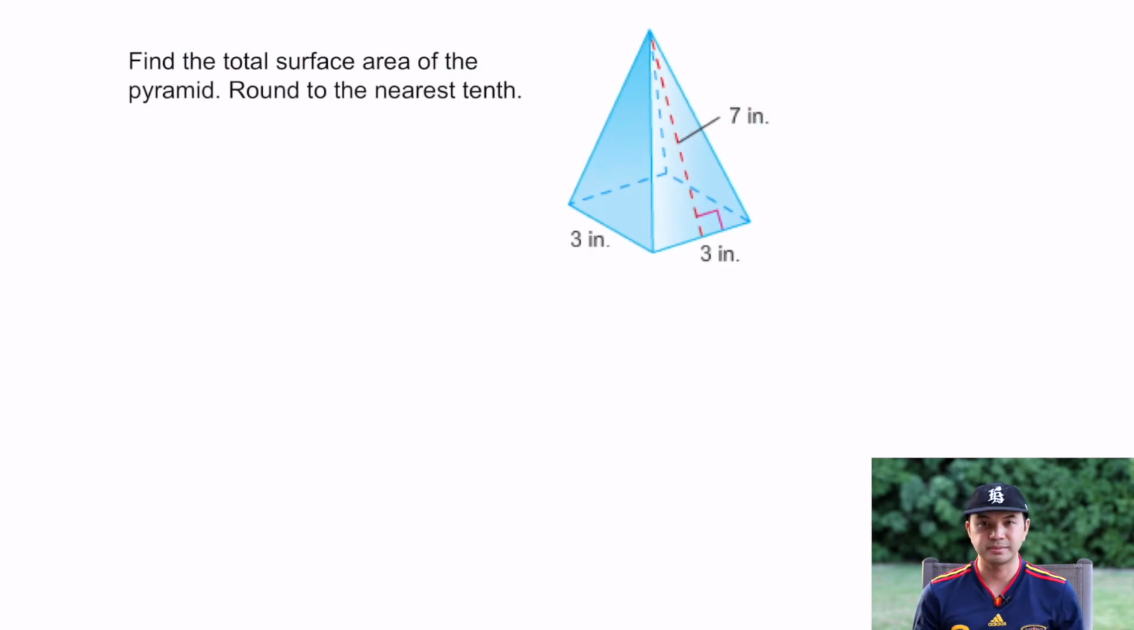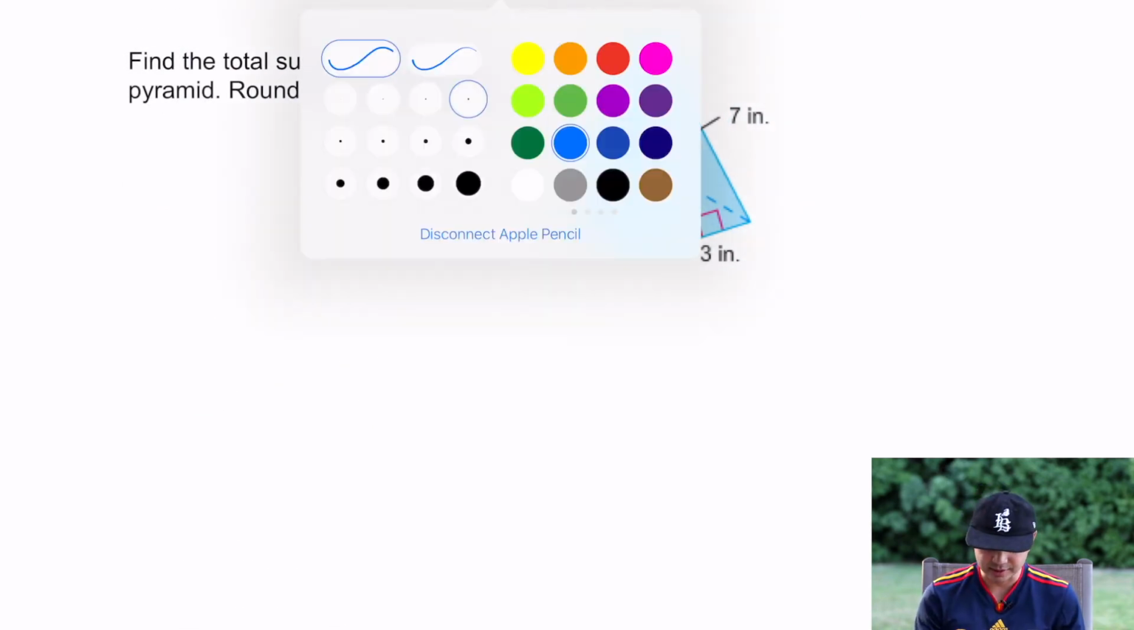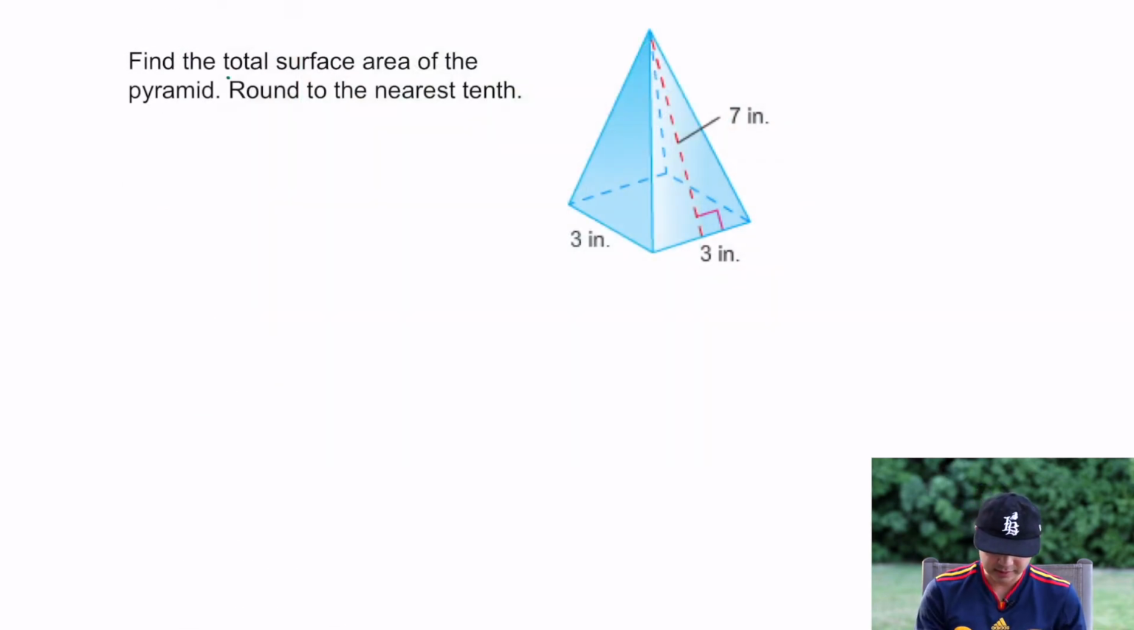Okay, another example here, very similar to the one that we just did. So find the total surface area, round to the nearest tenth. Okay, so surface area is going to be the lateral area, which I'll just write here as 1/2 the perimeter times the slant height plus the base area. Okay, so 1/2 the perimeter.